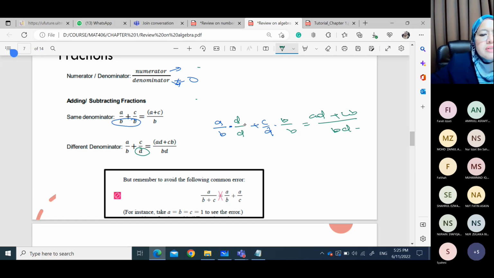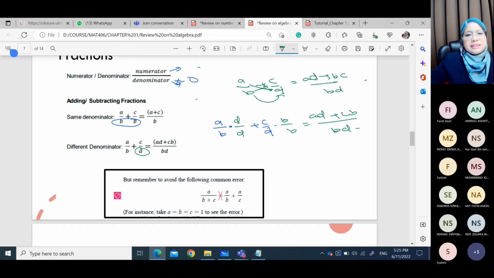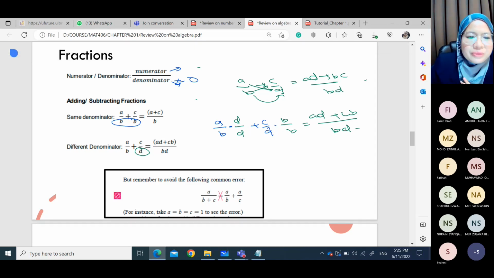Okay, so kalau cepat you just darab silang je. Pernah dengar darab silang? A over B plus C over D, you darabkan. A darab D, you dapat AD. Plus B darab C, you dapat BC. Over, yang ni you darabkan juga. BD. Okay? Macam tu. Faham eh?